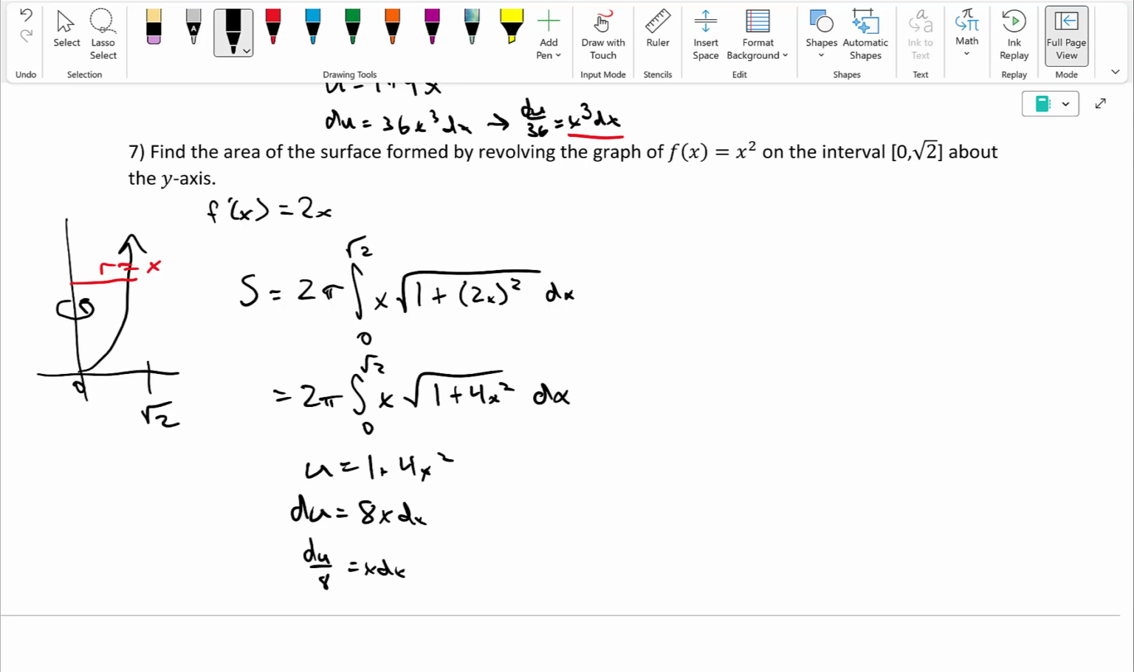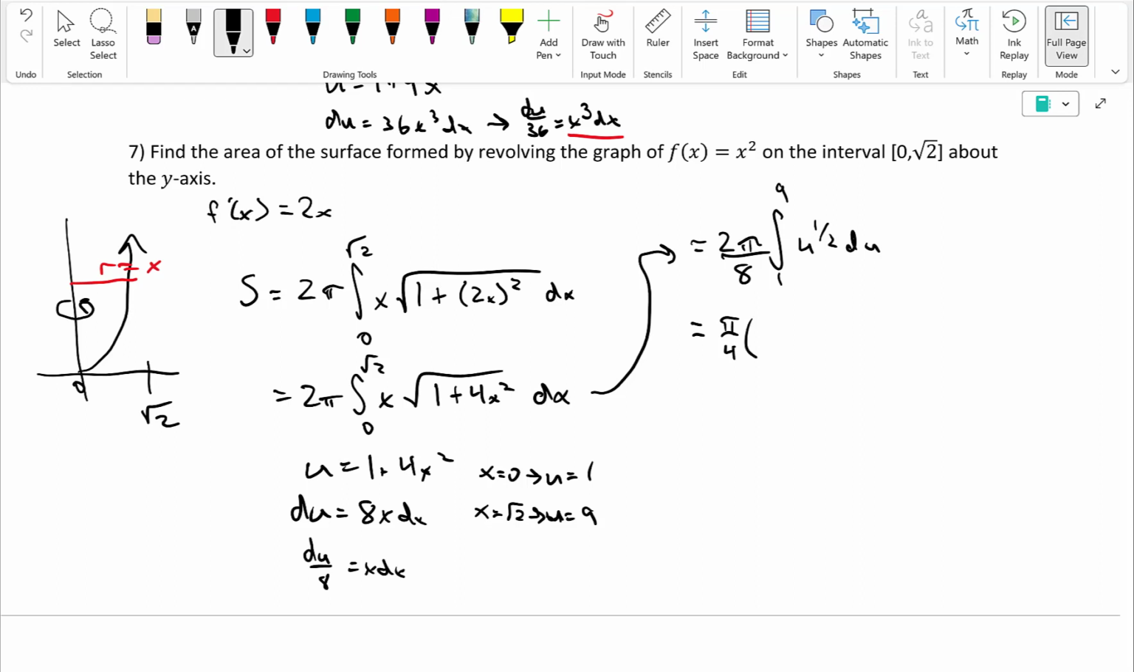Here, if we sub in 0 for x, u is going to be 1. If x is root 2, u would be root 2 squared, which is 2, times 8 plus 1, 9. So our integral becomes 2 pi times the integral from 1 to 9 of just u to the 1/2 again, du, and we'll put that eighth out front. So we get pi over 4 this time times the 2/3 again coming in from the antiderivative. And then we're evaluating u to the 3/2 from 1 to 9.